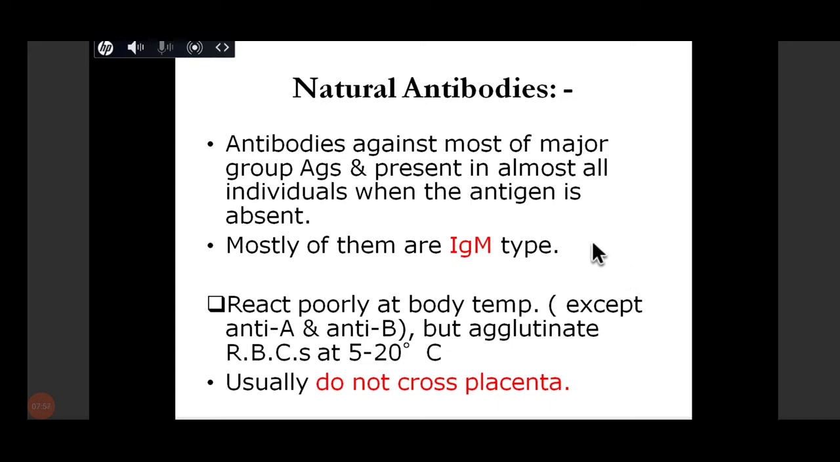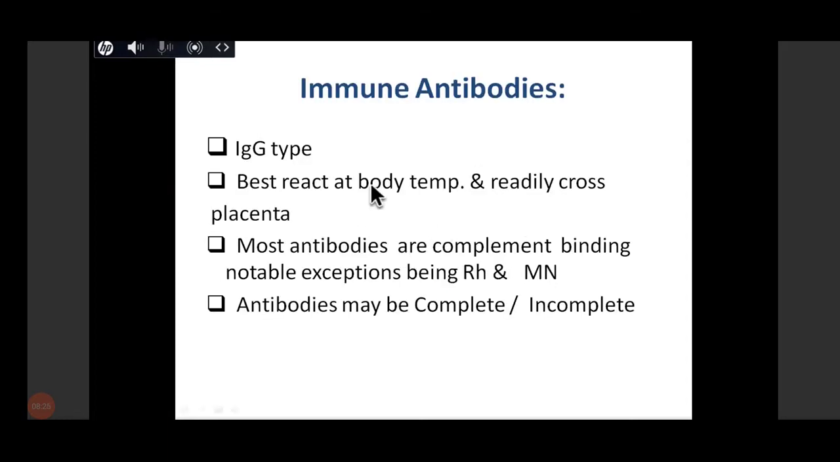What is the nature of these antibodies? They are major groups present in almost all individuals when the antigen is absent. They are of IgM type, which is a pentamer. So they are large molecules and they do not cross the placenta. If you compare this with your RHD, they are IgG type and they cross the placenta to cause hemolytic disease of the newborn. Okay. They can be IgG type also in some minor blood groups, as I said, Rh and MN type. They react at body temperature if they are of IgG type and readily cross the placenta.